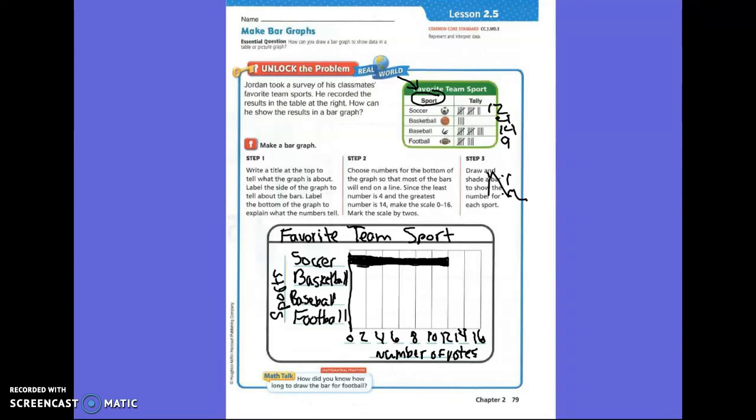Then we're going to make the bar for basketball. How much is basketball? 4. Now, if it's hard for you to find them, what you can do, guys, is you go to 4 and go up to the line. You can make the line on 4 and then make the 2 long bars to make the whole bar, if that would help you stay organized. And then you guys go ahead and do baseball and football on your own. Baseball is 14, we said, and football is 9, we said.